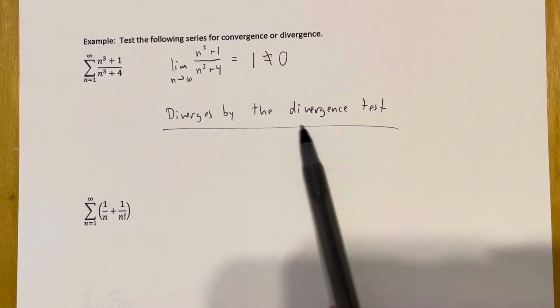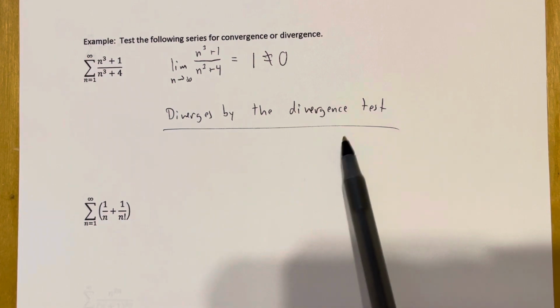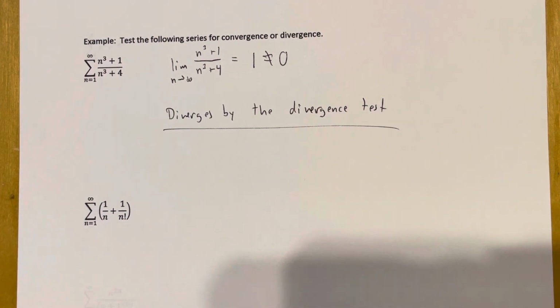You want to cite those. I don't want to just say diverges. I want to say it diverges because of this thing, this divergence test that we've talked about. Let's take a look at another one.